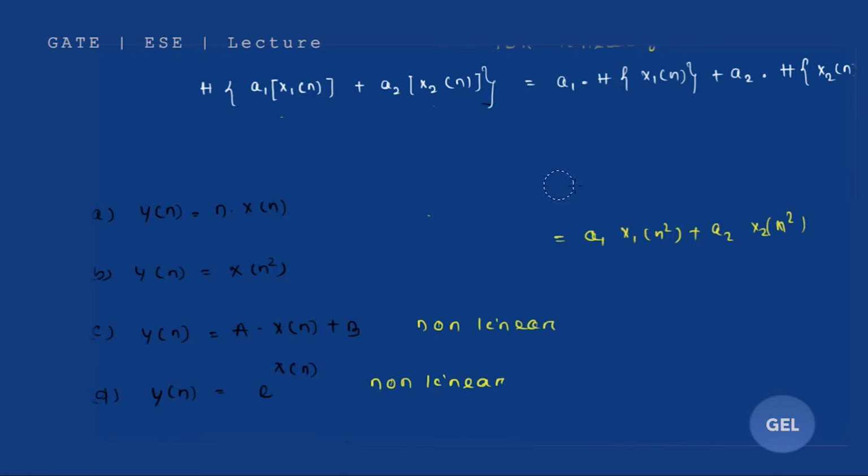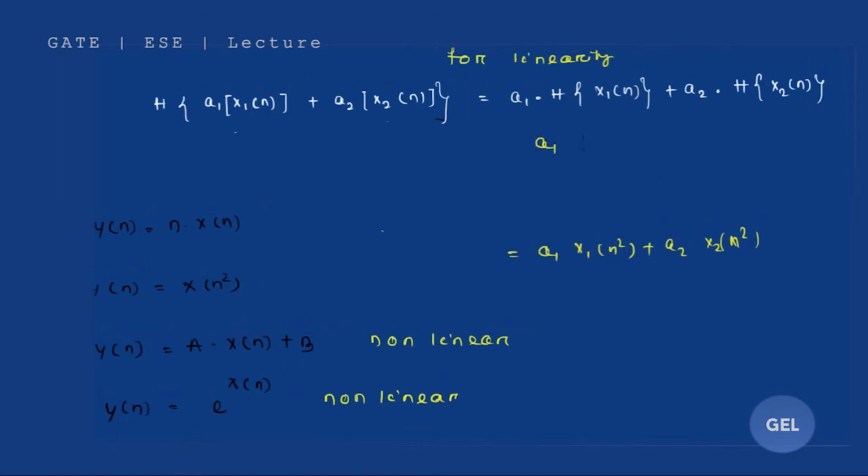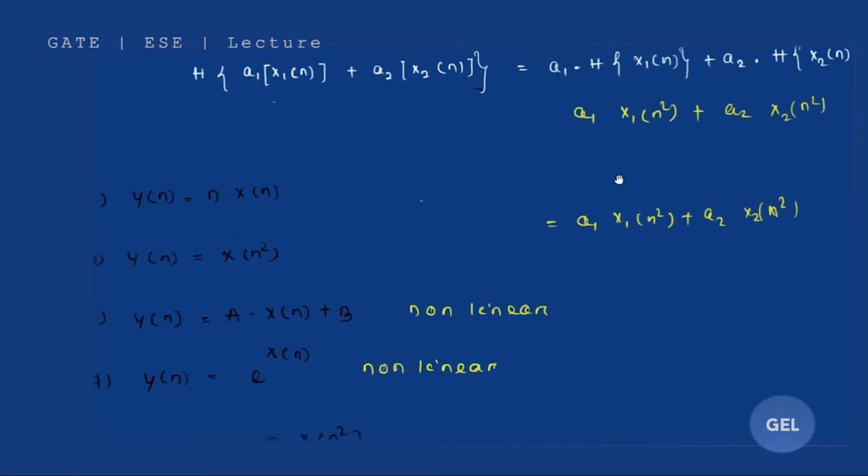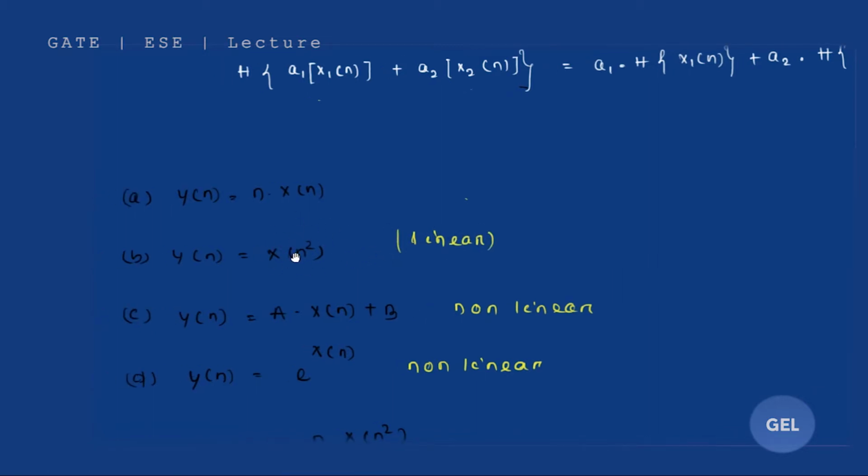Similarly, if you do the RHS, you will get a1 h of x1 n, that is x1 n square, plus a2 h of x2 n, that is x2 n square. You will get this directly from your RHS. So LHS equals RHS, so you will get it as linear. Sir, it is linear because our function is not affected. Always remember, for linear and non-linear you need to look for the function.